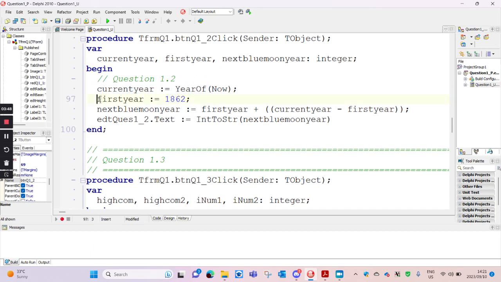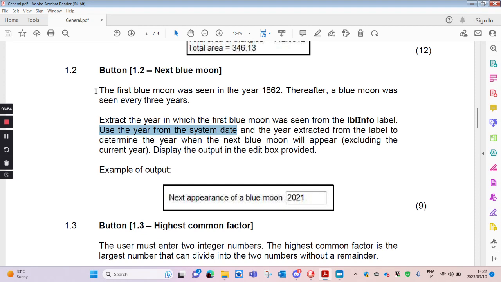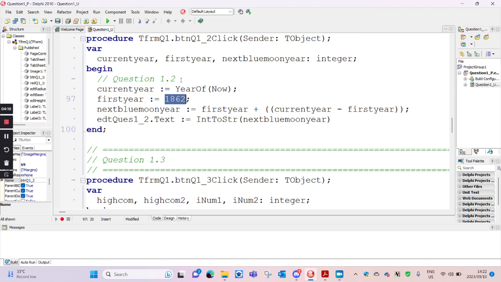And that's the same reason for this. This person that gave me this answer said the first year is 1862 because the question said it. But if we read further, they told us extract the year of which the first blue moon was seen from the label. So they wanted you to do that. So we couldn't just, even though they said this, it was actually stupid saying it. I think the question shouldn't have said that. But they did tell us we need to extract it. So we couldn't just say first year is that.